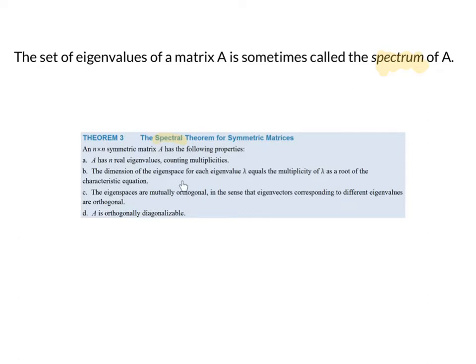The dimension of the eigenspace for each eigenvalue equals the multiplicity of lambda as a root of the characteristic equation. The eigenspaces are orthogonal to each other, in the sense that eigenvectors corresponding to different eigenvalues are orthogonal, and A is orthogonally diagonalizable. It's called the spectral theorem. It just generalizes what we saw in the couple examples so far.